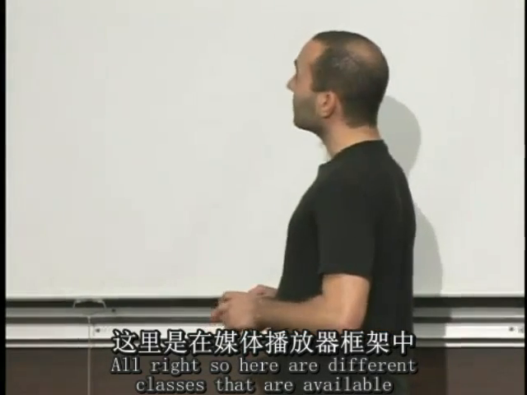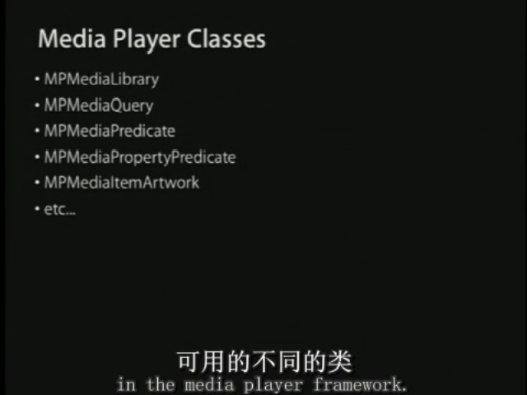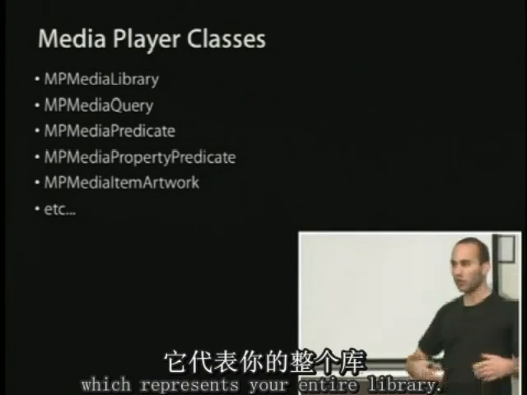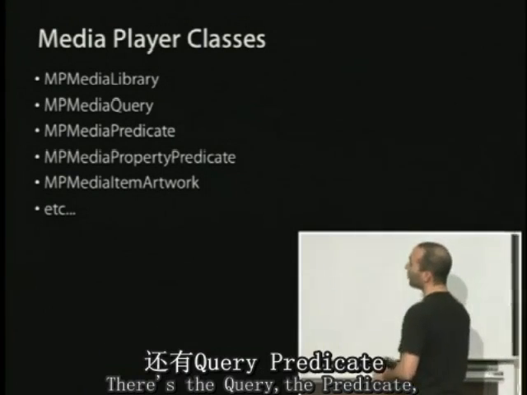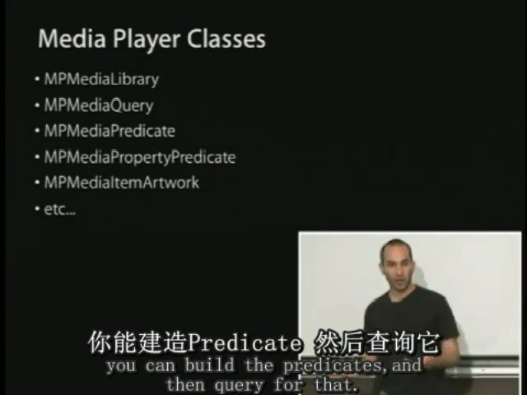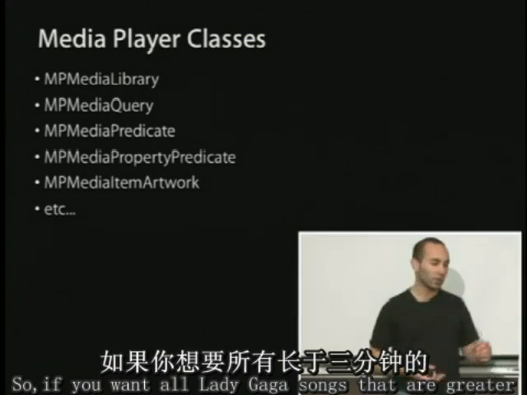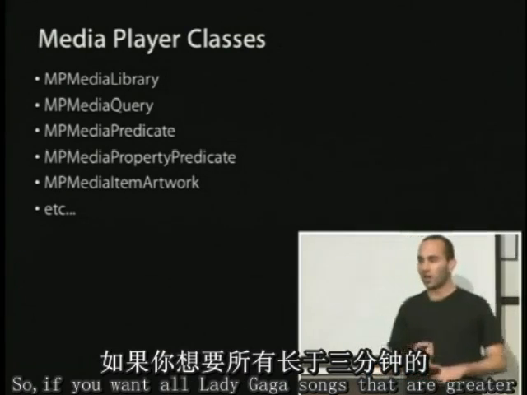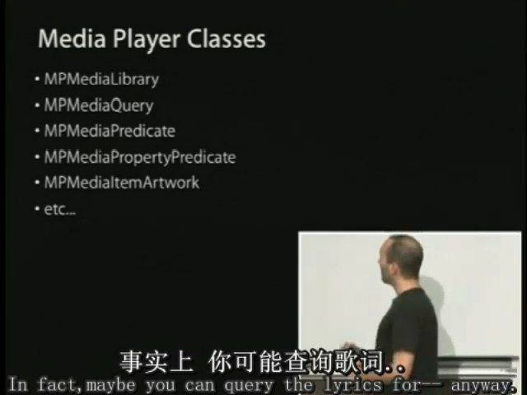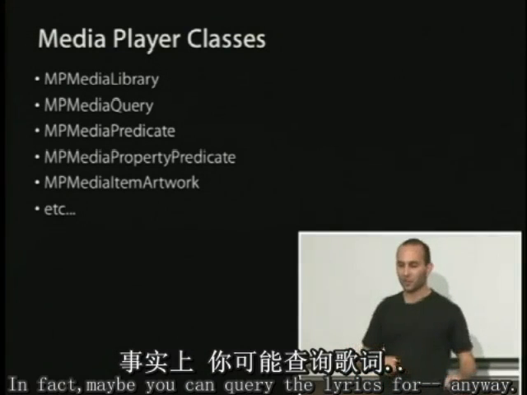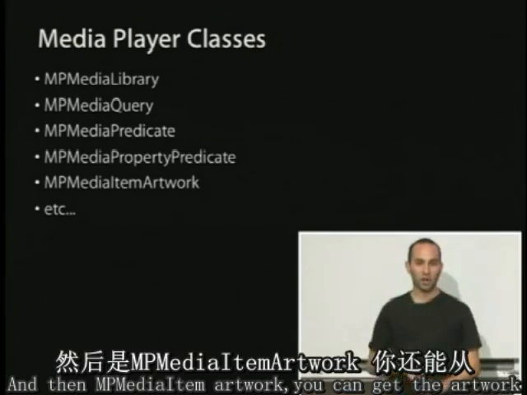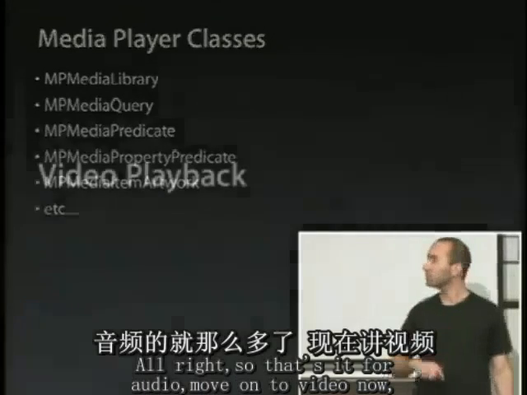All right, so here are the different classes available in the media player framework. There's the MP media library, which represents your entire library. There's the query, the predicate, and the property predicate, which allows you to build predicates and then query for that. So if you want all Lady Gaga songs that are longer than 3 minutes, you can build that. And then there's MP media item artwork, so you can get the artwork from a media item as well.